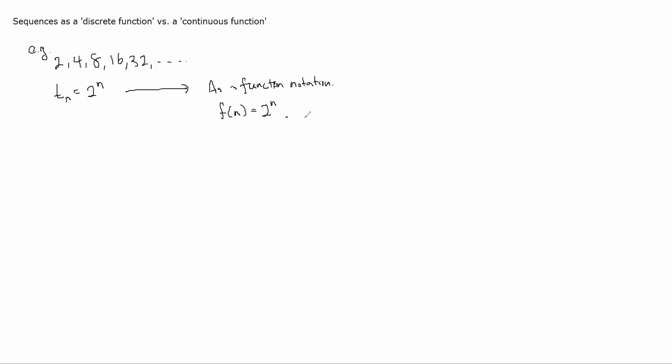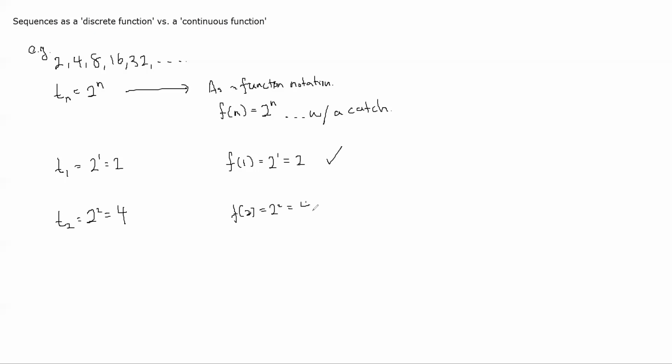But with the catch. This is what my catch is. What is t1? 2 to the power of 1, which is 2. Good. What is f of 1? 2 to the power of 1, which is 2. Yay. What is t2? 2 to the power of 2, which is 4. What is f of 2? 2 to the power of 2, which is 4. Checks out. Yay! But we get to something funky.